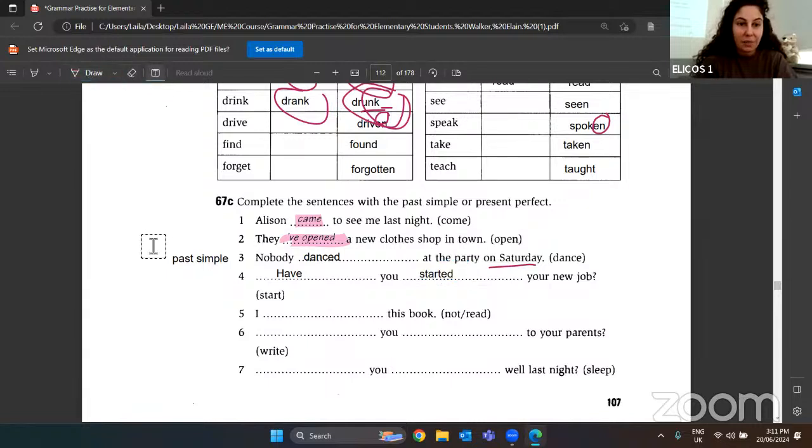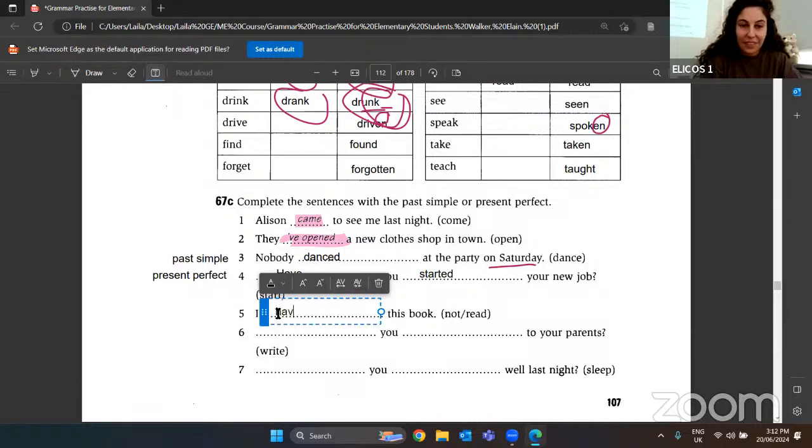So there's no time, so it's the present perfect. It doesn't say when the action happened. It doesn't say yesterday, last night, last week. It doesn't say the specific time. Yes, exactly. No time, so present perfect. Okay, 5. I have read, negative.